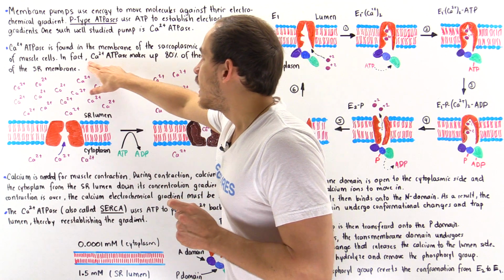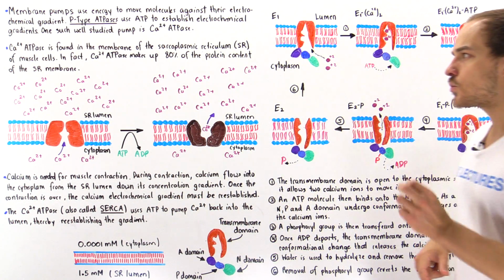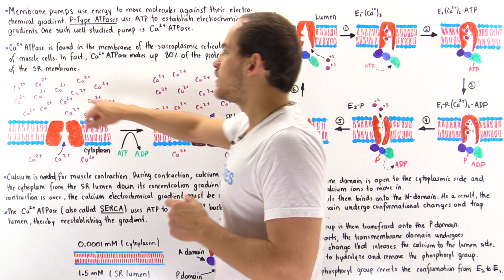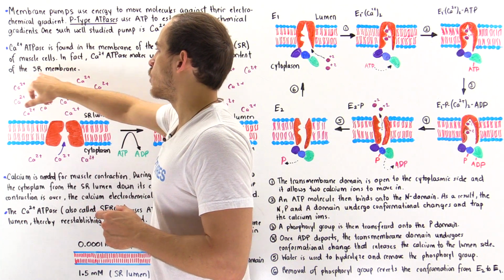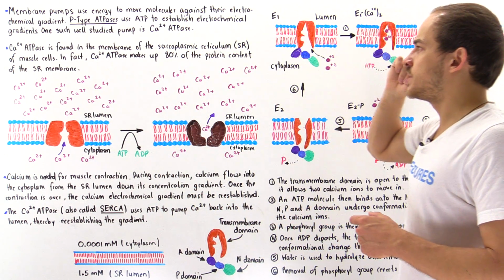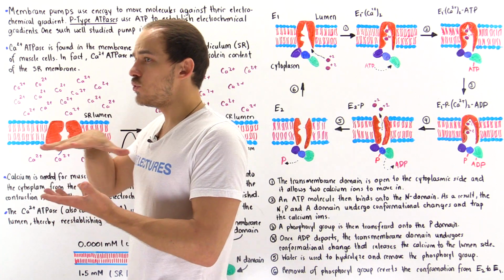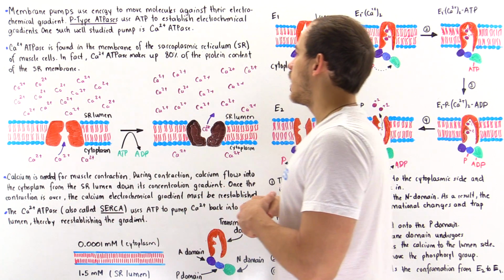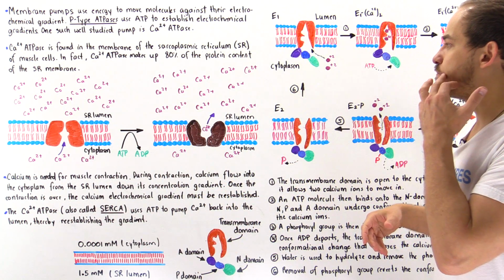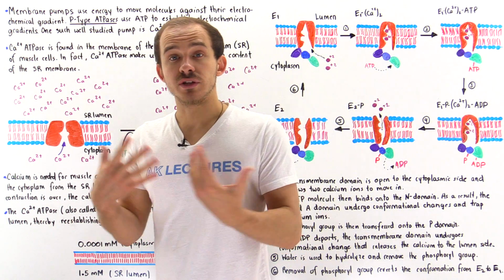In fact, calcium ATPase makes up to 80% of the protein content of the sarcoplasmic reticulum membrane. So SR stands for sarcoplasmic reticulum. It's the specialized type of ER, which is used to store the calcium ions found within that muscle cell. So let's remember how muscle contraction actually takes place.